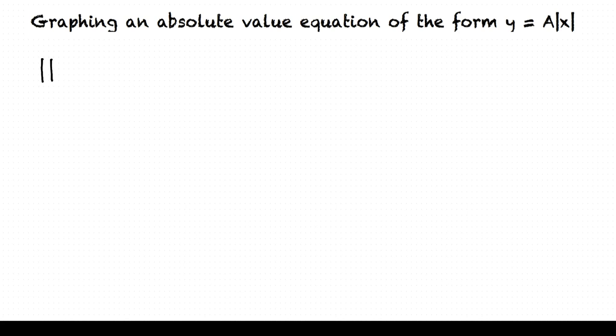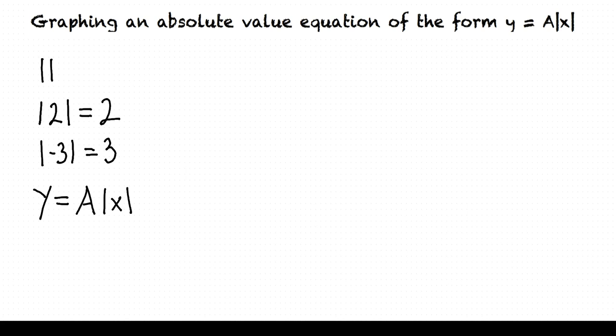So, for example, the absolute value of 2 is positive 2. Nothing changes because the original value inside the bars was already positive. Now let's consider the absolute value of negative 3. The absolute value bars tell us to change the negative value inside to a positive value, so this equals positive 3. So what happens if we have an absolute value function of the form y equals a times the absolute value of x, and we want to graph it?